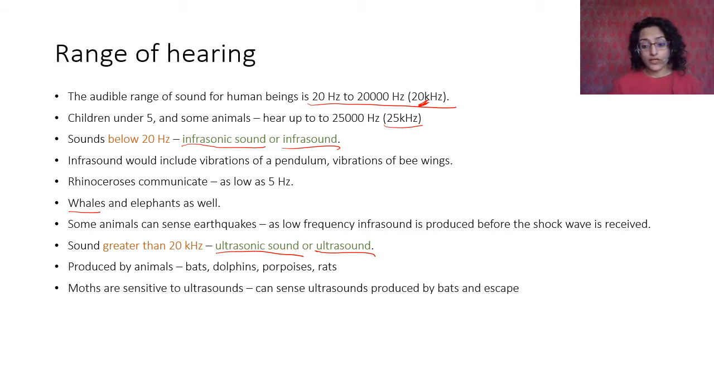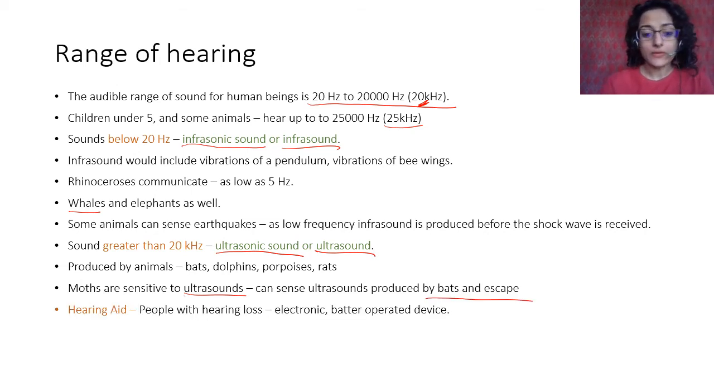Moths are sensitive to ultrasounds. This is a prey-predator relationship. Bats eat moths. So a bat will give out ultrasound, and the moth can sense that ultrasound. So the moth knows that the bat is close by, and it will be able to escape. So look at how nature works. There's always a balance somewhere. Moths can sense ultrasounds produced by bats, and they can escape. Quite interesting to think about.